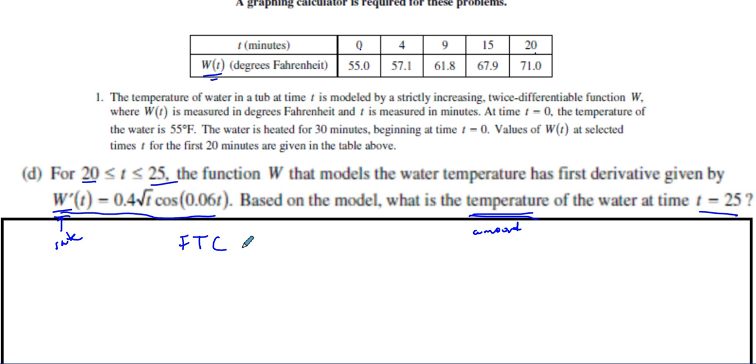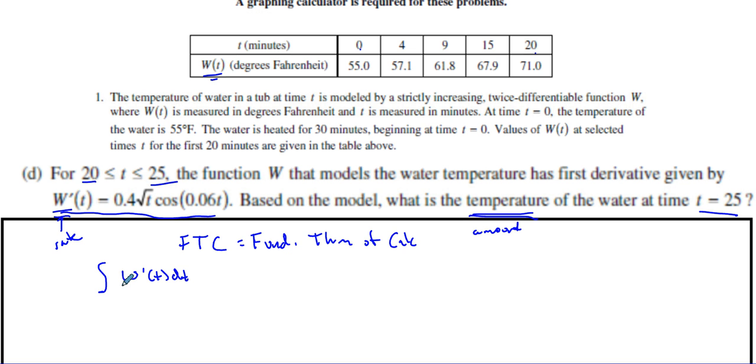All right, FTC. That's the fundamental theorem of calc. Okay, that's what that stands for. And what the fundamental theorem of calculus says is this. If we integrate w prime of t, and you're going to use your calculators in this one, because you're not going to integrate this by hand. You're going to use your calculator. That's why they give you this as a calculator problem.